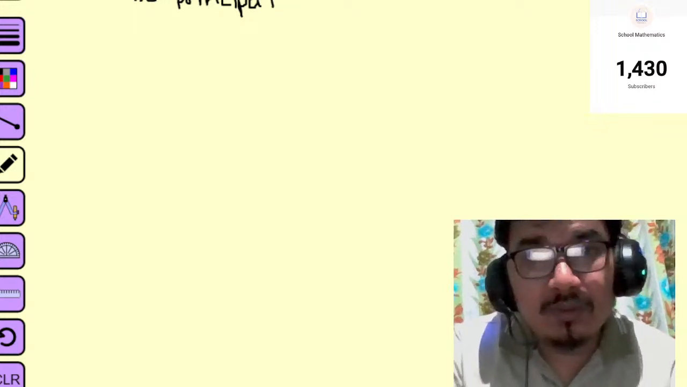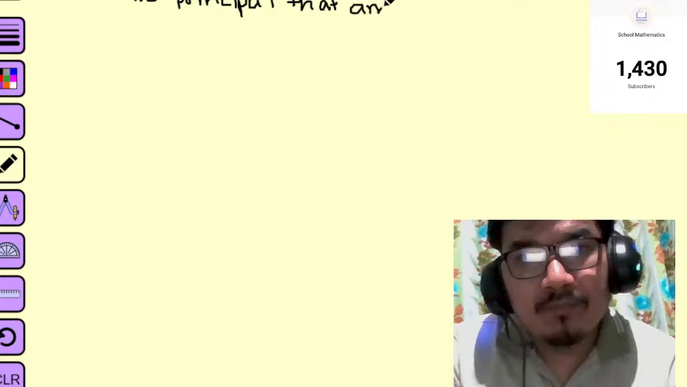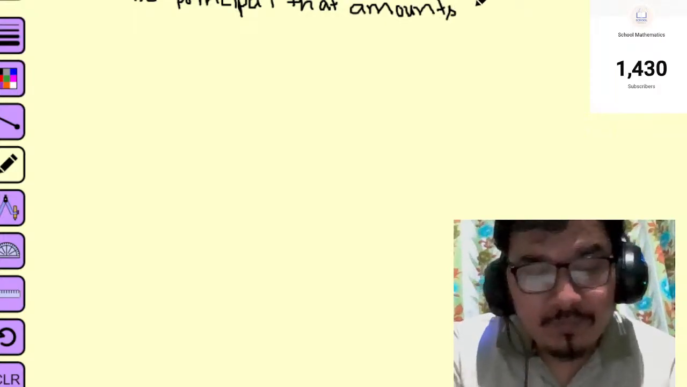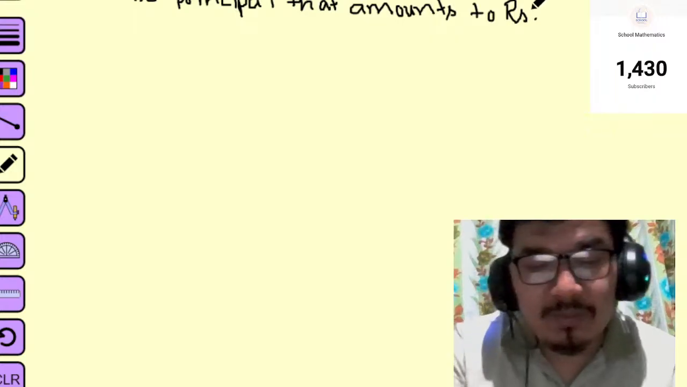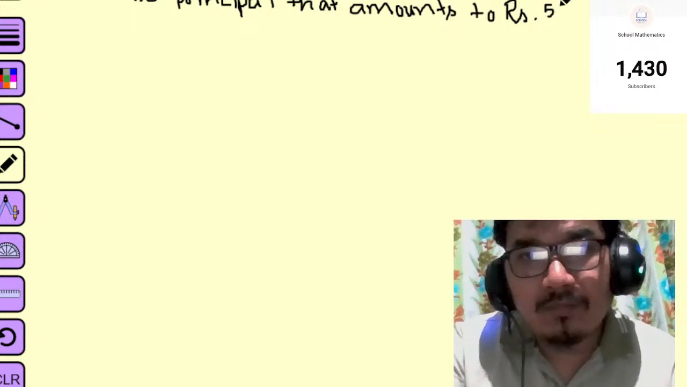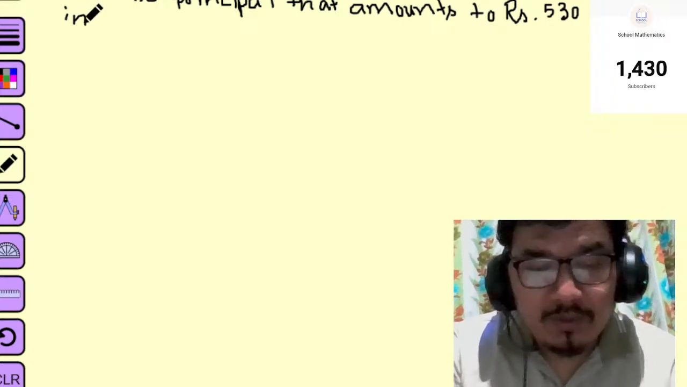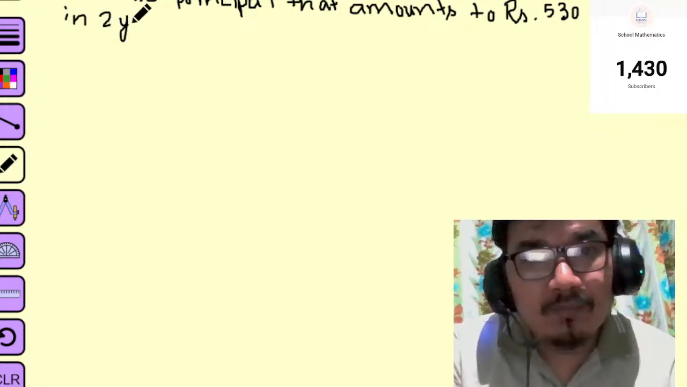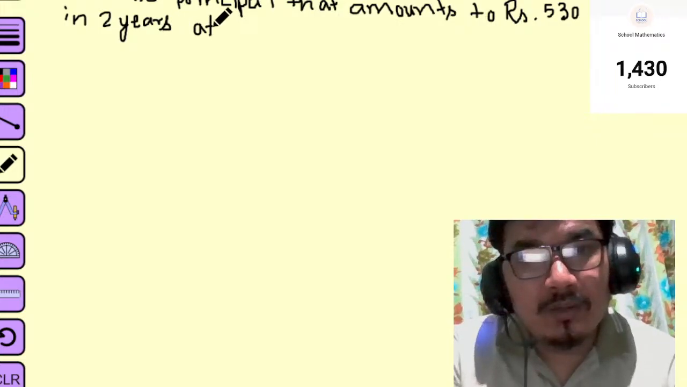Find the principal that amounts to rupees 530 in 2 years, at 3% per annum. Amount of that principal is given as 530, 2 years time is given, and 3% per annum is the rate of interest.